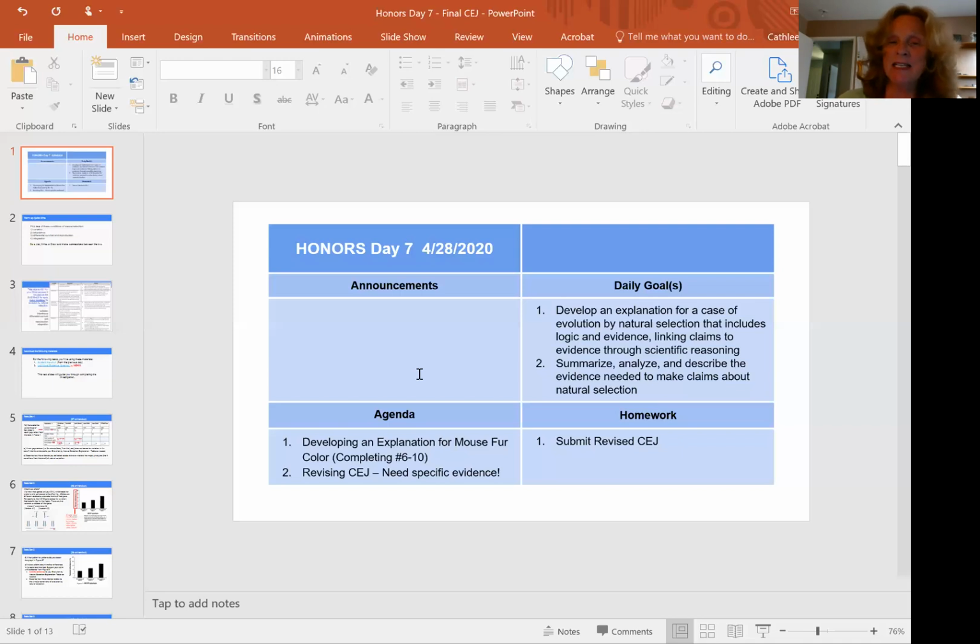So our agenda today is to develop an explanation for the mouse fur color. You're basically going to complete numbers 6 through 10, and then you're going to revise your CEJ. And your CEJ, like I said, has to have more specific evidence, not as general as some of your CEJs were before. And then you're just going to submit your revised CEJ.